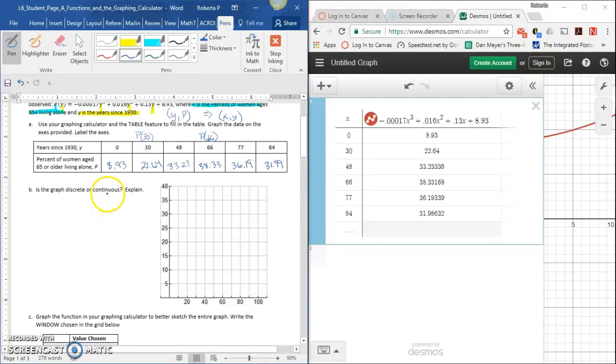And so this graph is continuous, and so we're going to be able to connect the points. So go ahead and draw your graph. My graph kind of came out like this. Looks like I overextended the axes. And so what we want to do is make sure that we sketch a better graph.